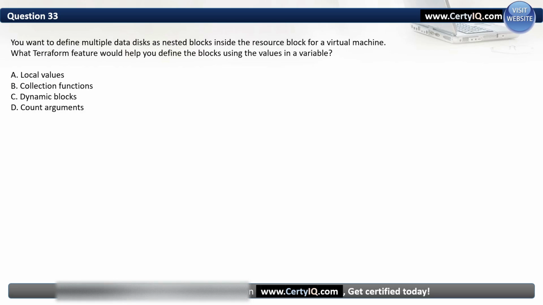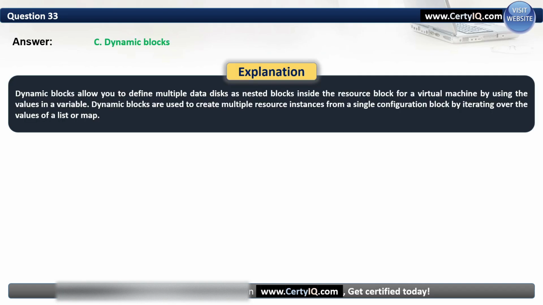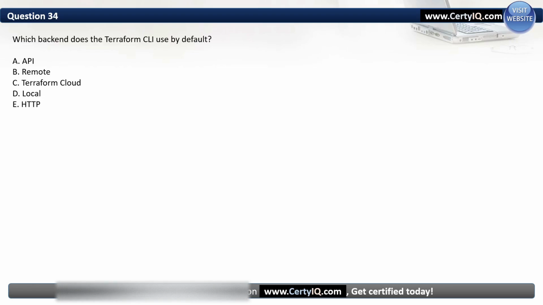Question 33. You want to define multiple data disks as nested blocks inside the resource block for a virtual machine. Which Terraform feature would help you define the blocks using the values in a variable? The correct option is C. Dynamic blocks. Dynamic blocks allow you to define multiple data disks as nested blocks inside the resource block for a virtual machine by using the values in a variable. Dynamic blocks are used to create multiple resource instances from a single configuration block by iterating over the values of a list or map.